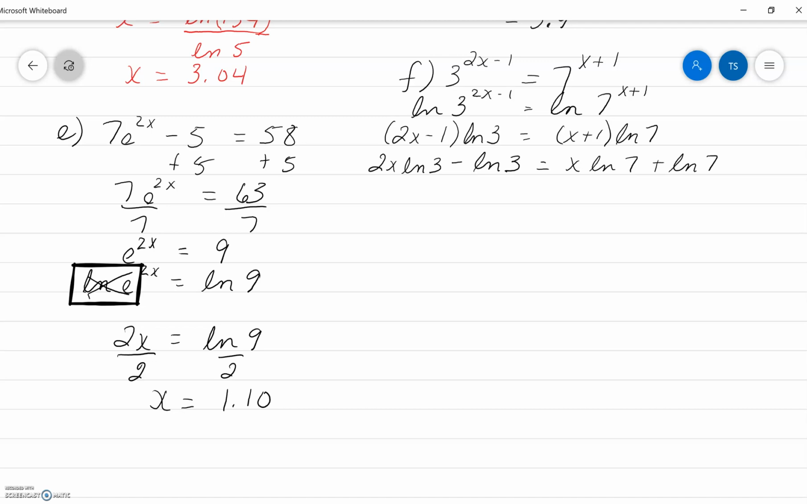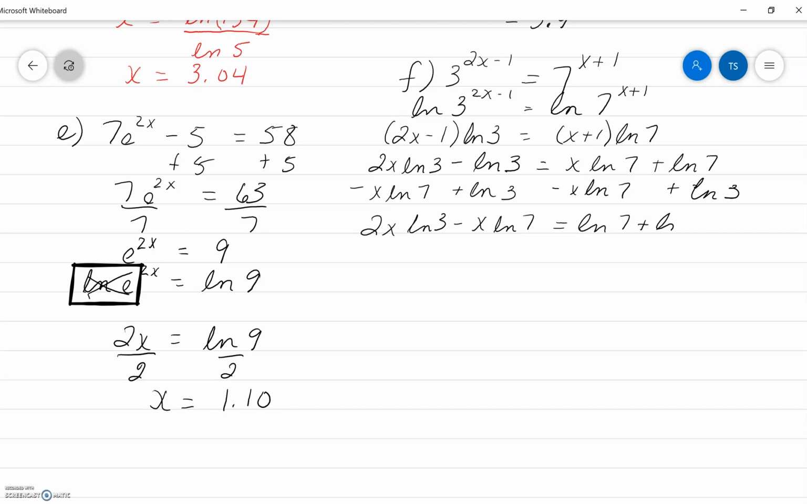Now, I have an x on both sides, so I want to get all my x's on one side of the equation and everything else on the other. Again, natural log of 3 and natural log of 7 are numbers. They're just plain old numbers. Okay, so I'm going to subtract x natural log of 7, and I'm going to add natural log of 3. I can't actually combine them. They're not like terms. So we're just going to have 2x natural log of 3 minus x natural log of 7 equals the natural log of 7 plus the natural log of 3.